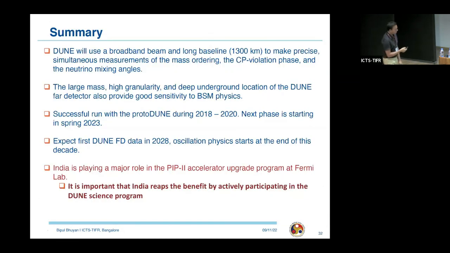Okay, so that's my last slide. I'm not going to read it because I do not have time. But I need to point out that India is playing a very major role in the PIP-II upgrade program at Fermilab. I think it is important for India to reap the benefit by actively participating in the DUNE science program at this time. I'd like to highlight that. Thank you for your attention.